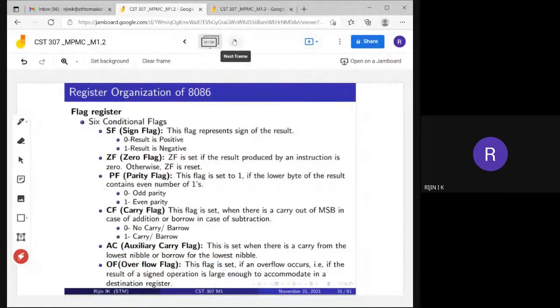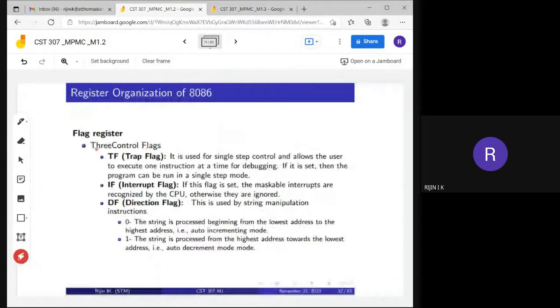The next one: there are three control flags. These are the control flags: TF, that is the trap flag, IF, that is the interrupt flag, and DF, the direction flag. Here, the trap flag is used for single step control and allows the user to execute one instruction at a time.